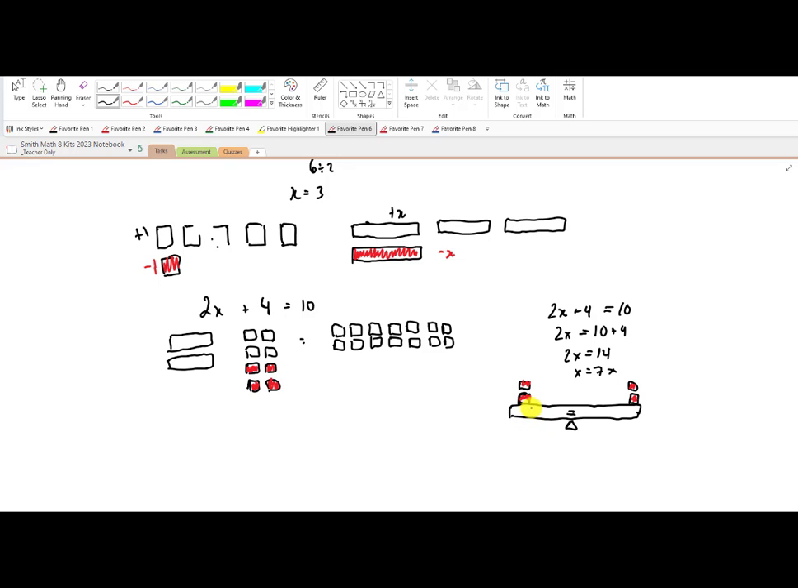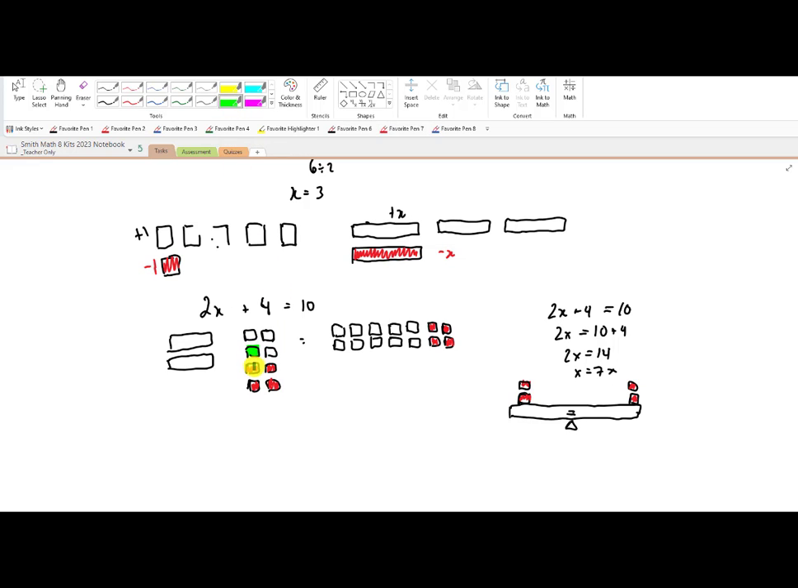I said on this balance beam, if I add 2 red tiles to the left, I have to add 2 red tiles to the right. So that's what I did here. Added 4 red tiles on the left and 4 red tiles on the right. That keeps everything balanced. And when I do that, some of these cancel out.